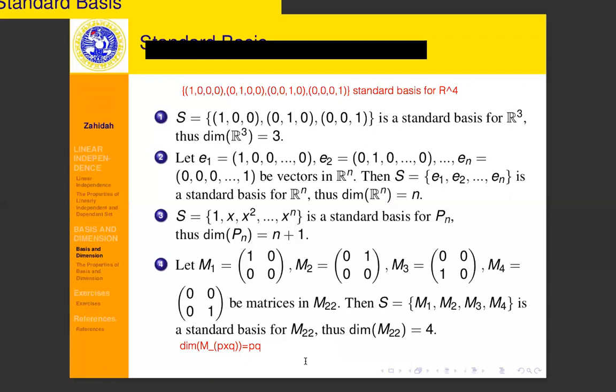Okay, any question up until here? No. The point is that you only have to show that the vector set spans the vector space, and the vector set is linearly independent.